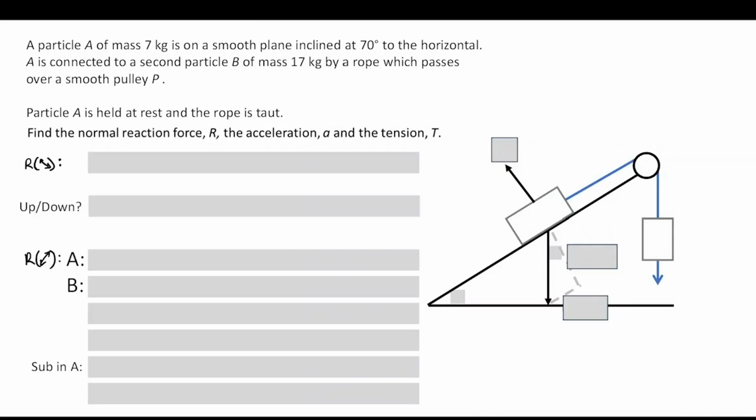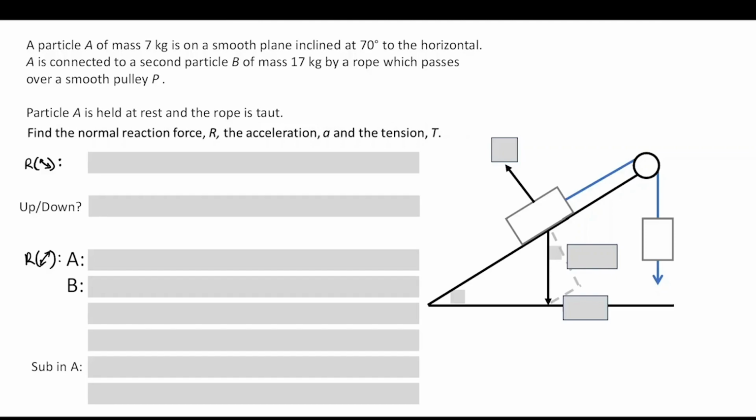In this question, we're told that a particle A of mass 7 kilograms is on a smooth plane inclined at 70 degrees to the horizontal. A is connected to a second particle B of mass 17 kilograms by a rope which passes over a smooth pulley P. We're given the extra information that particle A is held at rest and that the rope is taut. And we're asked to find the normal reaction force, the acceleration, and the tension.